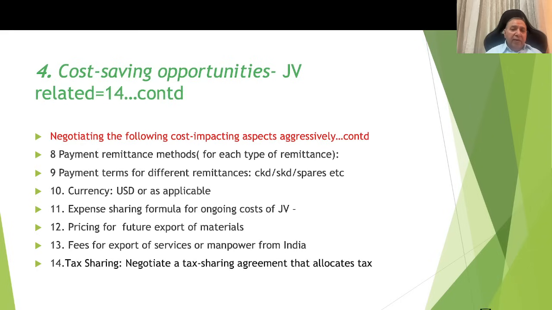Continuing, payment remittance methods for each type of remittance, payment terms for different remittances like securities, SKDs, spares, or equipment, currency, USD or any other, expense sharing formula for ongoing cost of JV, pricing for future exports of the materials from India to the JV partner, fees for export of services or manpower from India, and the tax sharing formula for negotiating a tax sharing agreement that allocates the taxes.